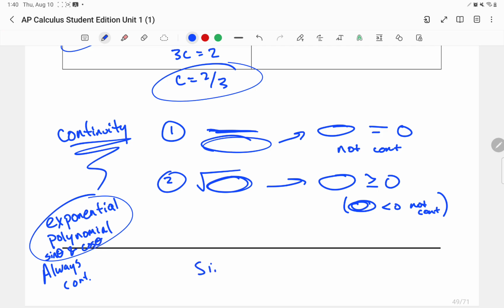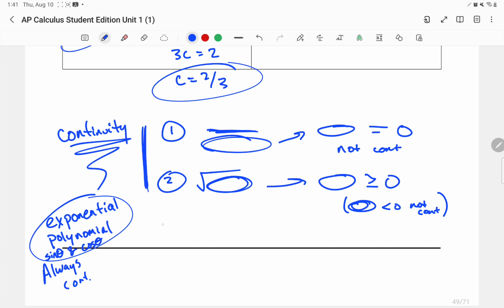Now, if you get something like sine of 1 over x, this part does have a denominator. So x cannot be 0, right? Because the bottom can't be 0. That's a little more complicated, but these are the two main things we want to focus on right now.